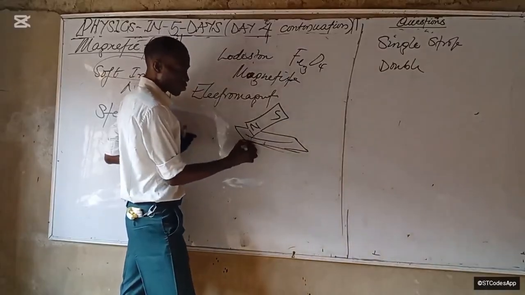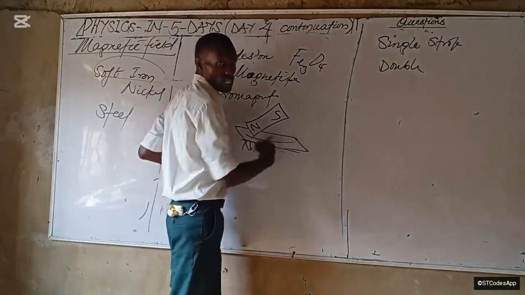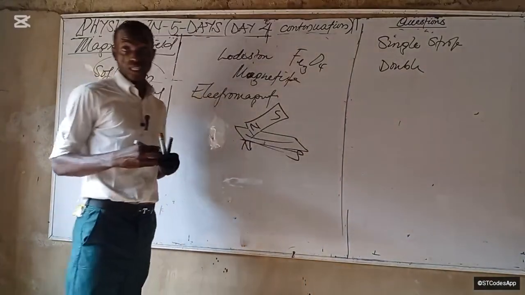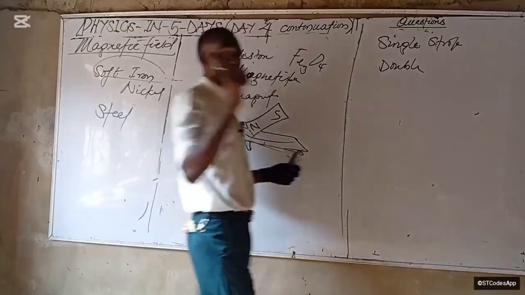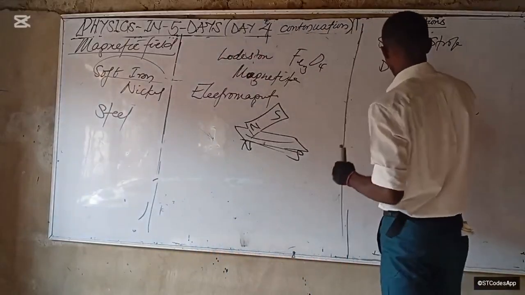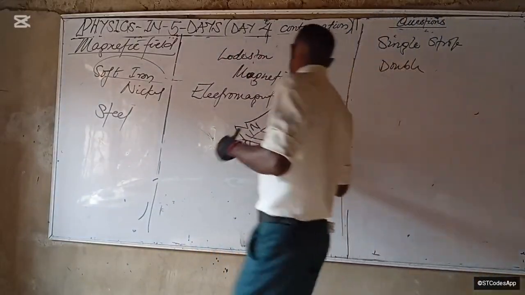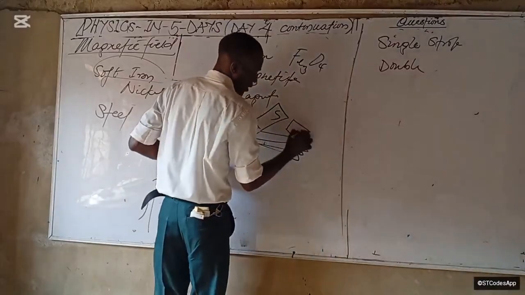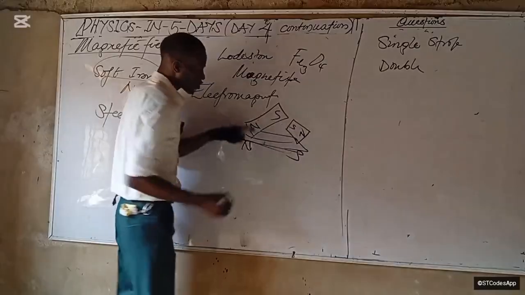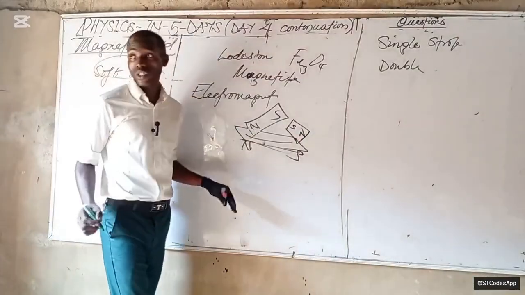For example, you're going to see steel on the board just behind me. Steel is a substance that is very hard to magnetize, and of course once you remove the magnet, it is also very hard to demagnetize.